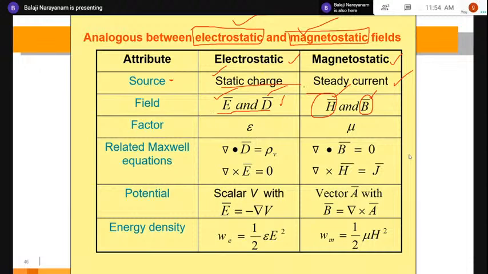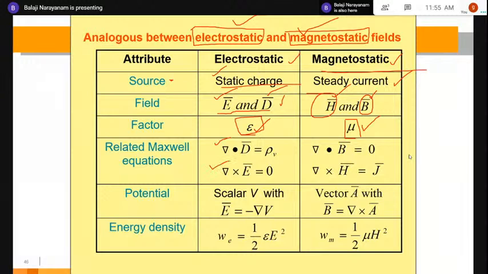In electrostatics, epsilon is the permittivity, and in magnetostatics, mu is the permeability. These are the medium parameters: epsilon is permittivity and mu is permeability. And then there are Maxwell's equations. We are going to do a detailed discussion and analysis of Maxwell's equations in the next sessions.